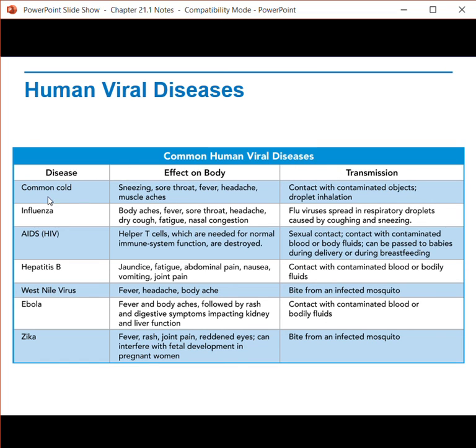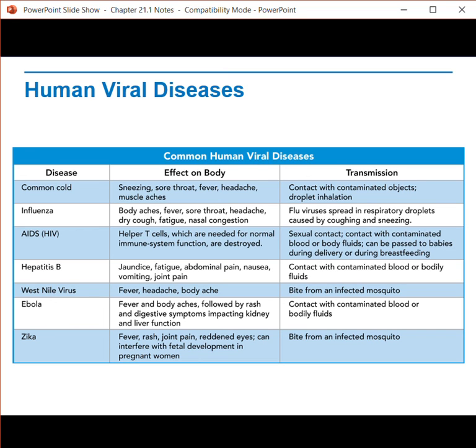This row is going through influenza. This row goes through AIDS. This row goes through hepatitis B. This row goes through West Nile virus. This row goes through Ebola. And this row goes through Zika. So, we're going to evaluate all of the different diseases and the effects and transmission in just a second. Well, let's do it on the next video. And let's just make sure that we can find what we're looking for. Do we know how to search for what is being asked of us?